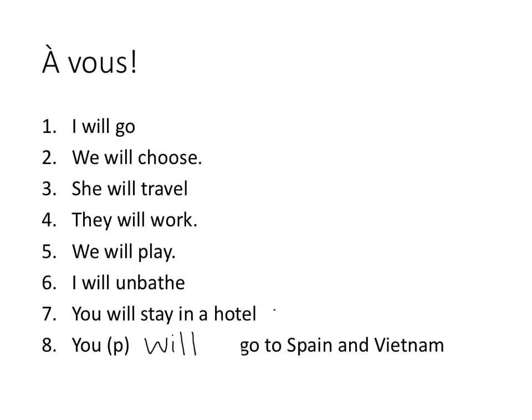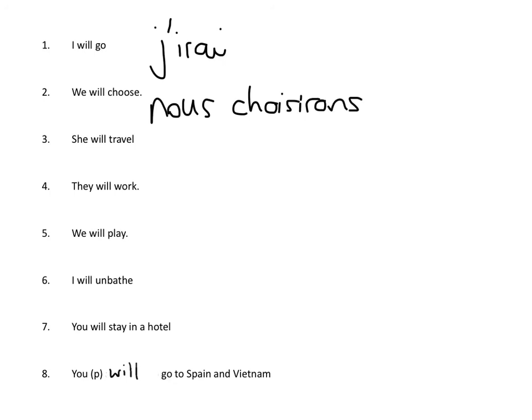Now that you've learnt those rules, and you've got notes on those, try these translations. Pause the video, write your responses, and then press play. Now, all of these you will have done in the futur simple, so there'll just be one verb. So, I will go. J'irai. Hopefully you've remembered that irregular future stem. We will choose. Nous choisirons. So we've got a future stem, choisir, and then the endings ons.